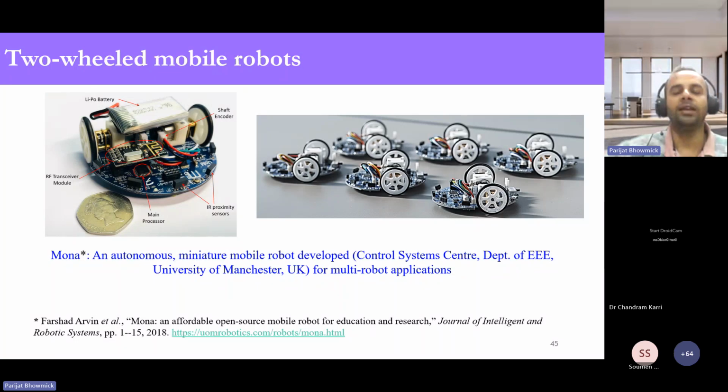Now, the question is that you have a group of mobile robots, as you have seen in the first video. Suppose this is basically the same mobile robot. The name is Mona.